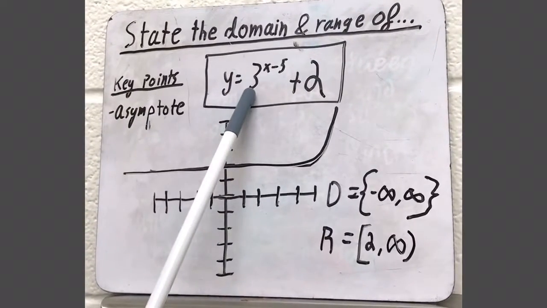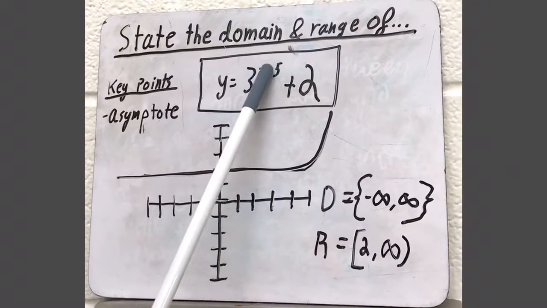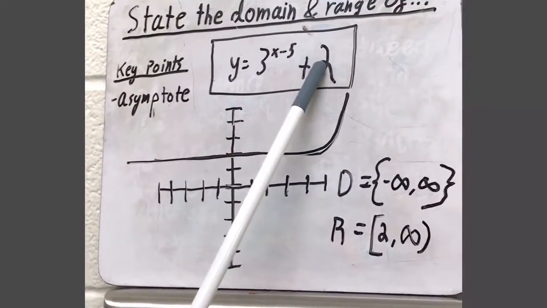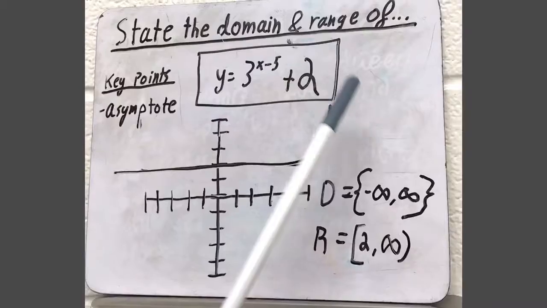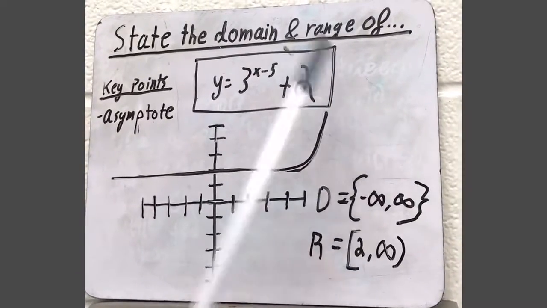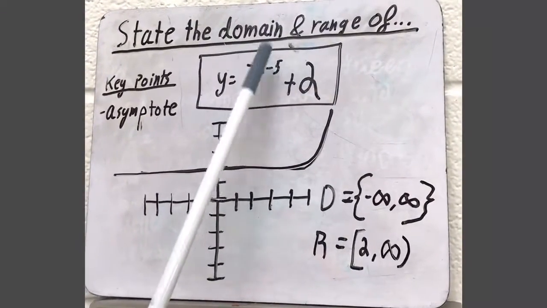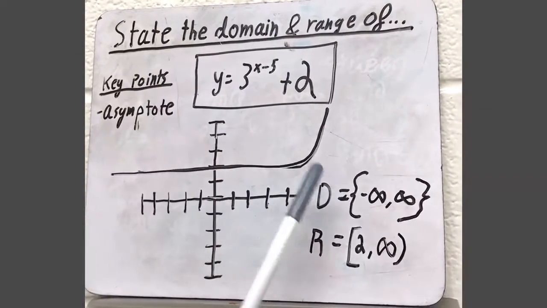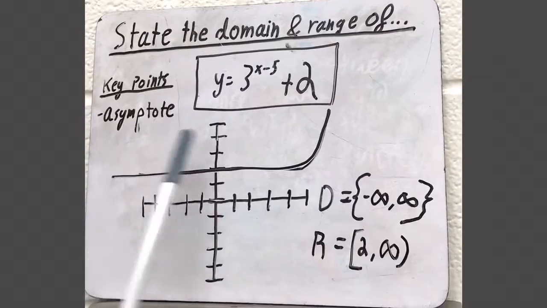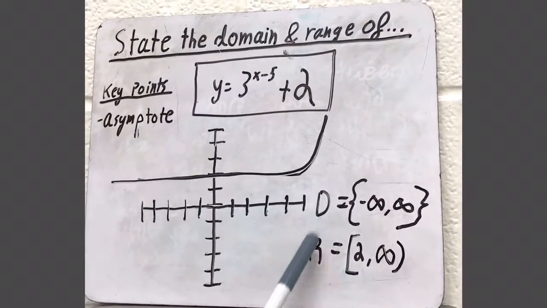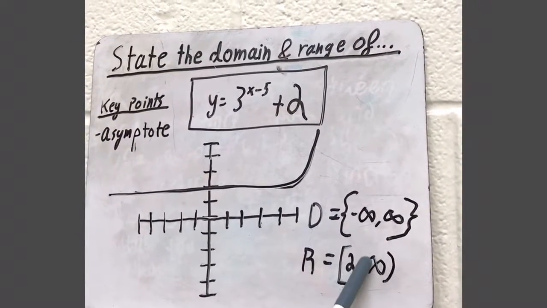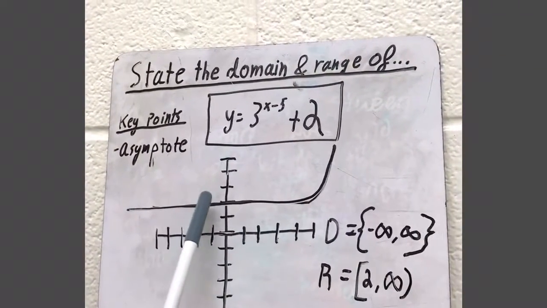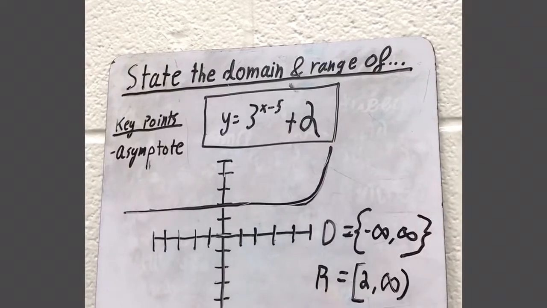When we have the base raised to something such as x minus 5, it creates an asymptote at the number that follows, which is 2. Therefore, there's going to be a horizontal asymptote at y equals 2. Our domain is going to be all reals as we're going from left to right, and our range is going to be from 2 to positive infinity, as the asymptote is at 2, and from 2 we go all the way up to positive infinity.